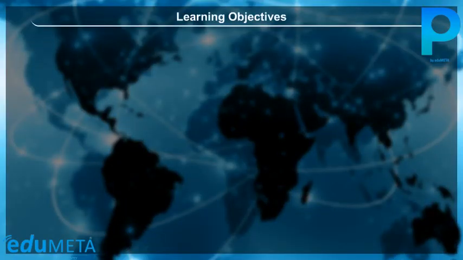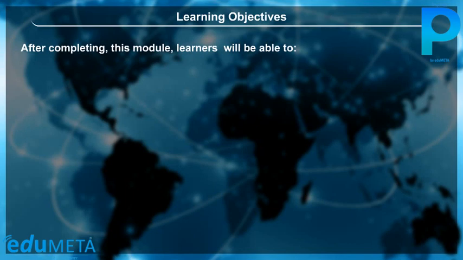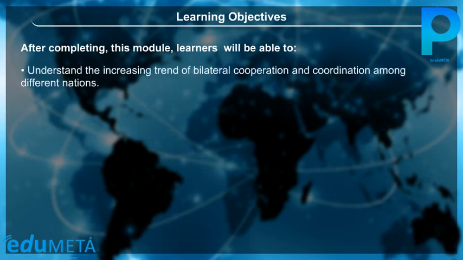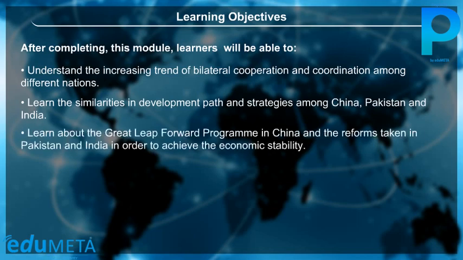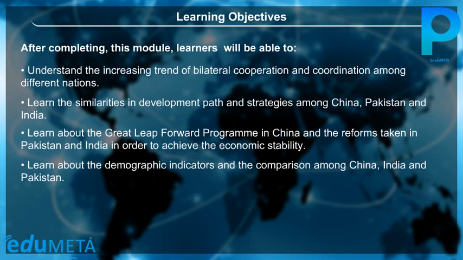Learning objectives. After completing this module, learners will be able to understand the increasing trend of bilateral cooperation and coordination among different nations. Learn the similarities in development path and strategies among China, Pakistan and India. Learn about the Great Leap Forward program in China and the reforms taken in Pakistan and India in order to achieve economic stability. Learn about the demographic indicators and the comparison among China, India, and Pakistan.